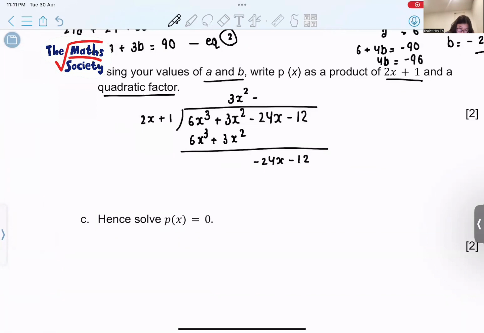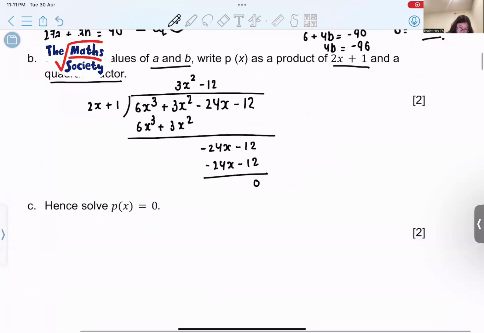Then you have minus 12. So it'll be minus 24x minus 12. You get the same thing, equals 0. So we know that its quadratic is 3x squared minus 12. So p of x is going to be a factor of 2x plus 1 and then 3x squared minus 12. And that's going to be the quadratic.